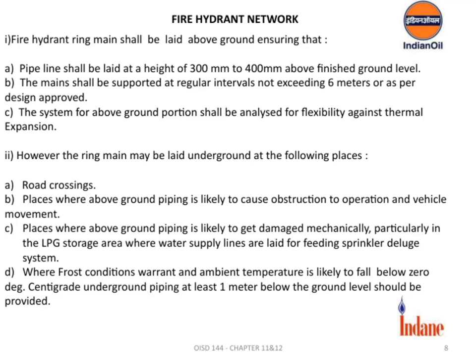Let's go through the key points regarding the fire hydrant ring main, as specified in OISD 144, Chapters 11 and 12. First, the ring main for the fire hydrant system should generally be laid above ground. This ensures easy access and visibility for maintenance and operation. The pipeline should be installed at a height of approximately 300 to 400 millimeters above the finished ground level, which helps prevent damage and allows for easy inspection.